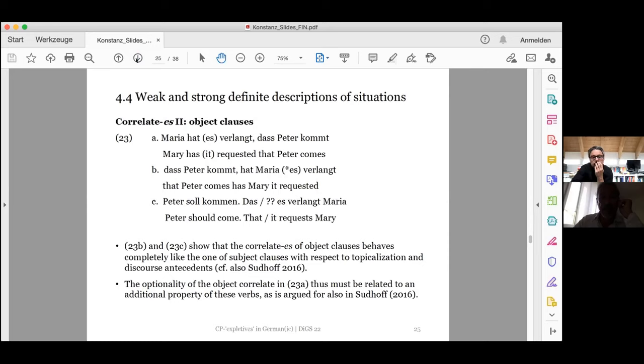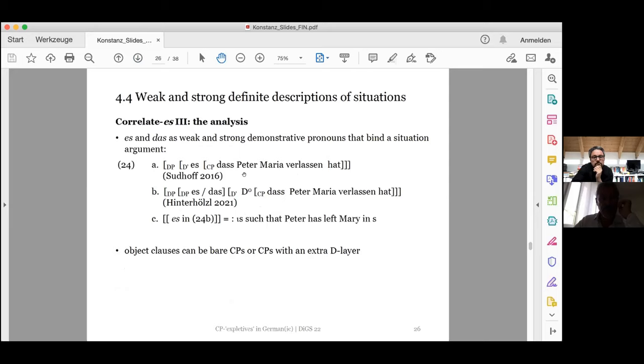Namely, these verbs can take bare CP complements or complements where you extend the CP with a DP. There were different analyses in the past. I think the last proposal was by Sudhoff, who says that es is a determiner. Here, of course, it would work very well because it takes a proposition, which is a predicate of situations, a property of situations, and the determiner analysis is correct.